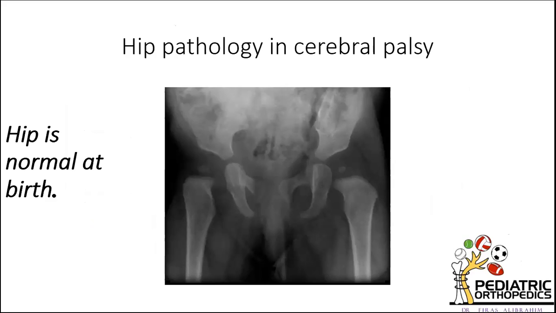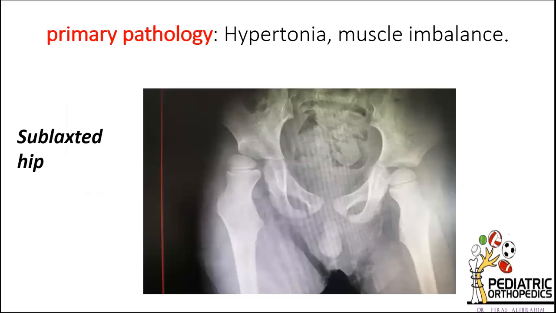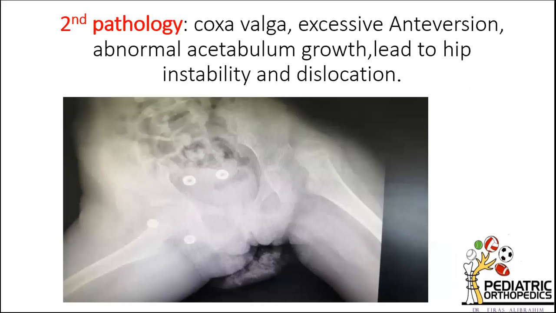Firstly, it is normal at birth, as we see in this X-ray. Then we have a primary pathology, secondary pathology, or tertiary pathology. Primary pathology is due to hypertonia and muscle imbalance, especially of the flexor and adductor muscle groups, so the hip starts to subluxate. The secondary pathology is due to coxa valga and excessive antiversion, and abnormal acetabular growth leads to hip instability and dislocation.